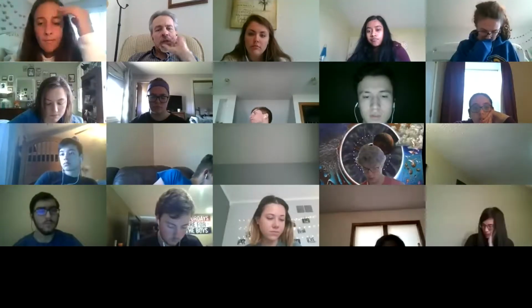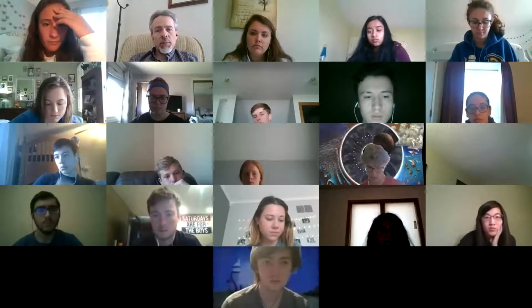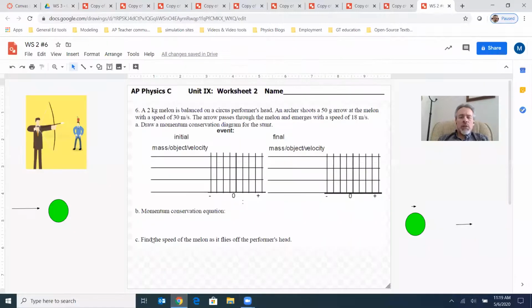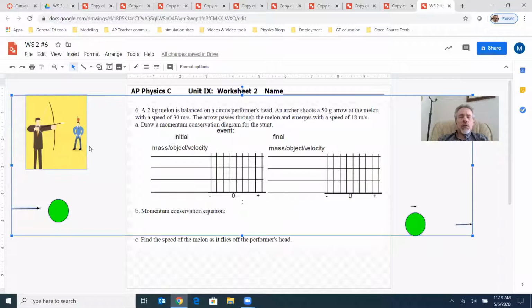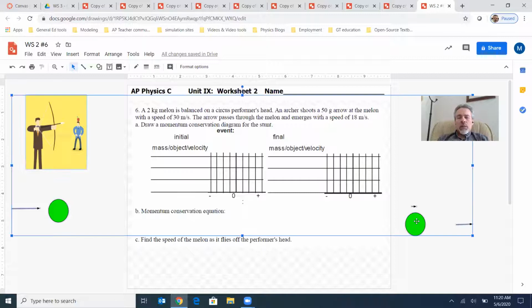All right, again, I'm going to share my screen because I think everybody's done. If you have any questions, please say something. Let's see. I'm going to show my picture first. So here's the picture. They're shooting this arrow at a fruit. It's a melon on top of a person's head, not an apple. And down below on the left-hand side, that's my before picture. Then the arrow is going through the melon, and it passes out the other side. And the melon's going to be moving as well.